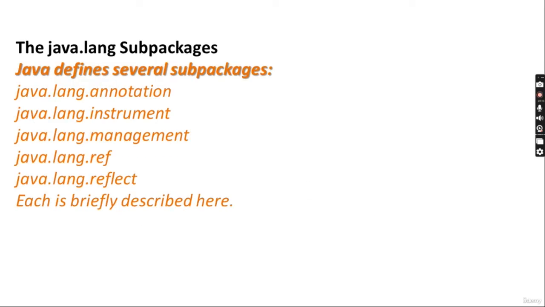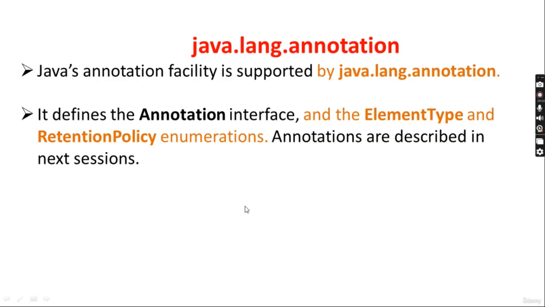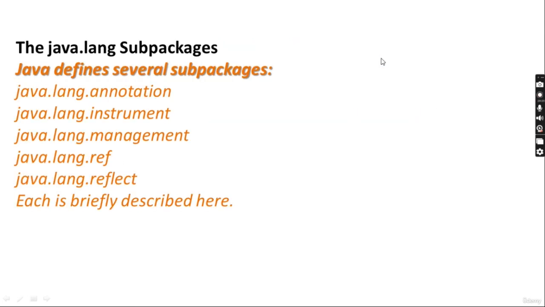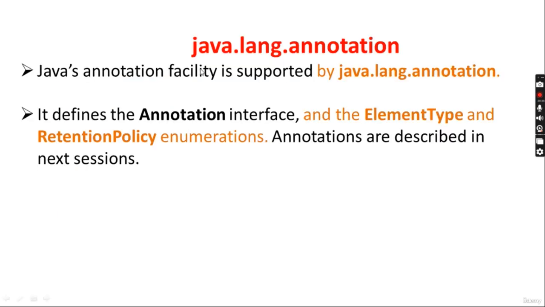Okay, so now we will see some more sub packages: java.lang.annotation, java.lang.instrument, java.lang.management, java.lang.ref, java.lang.reflect. Each is briefly described. We will see java.lang.annotation first. These are the sub packages of the java.lang package.